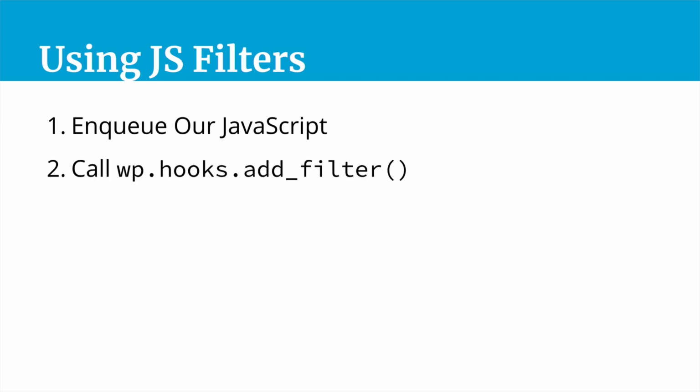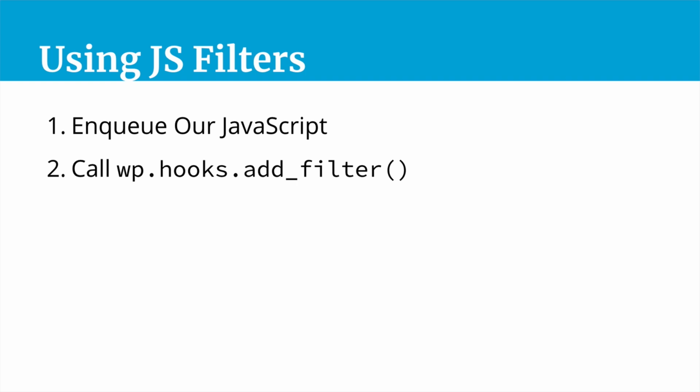Then we need to call wp.hooks.addFilter. wp.hooks is a set of filter and action type hooks inside of JavaScript that we have the ability to work with now. And in order to hook into any of these block filters, we'll need to use addFilter from that library. We'll look at how to pull that out in a moment.